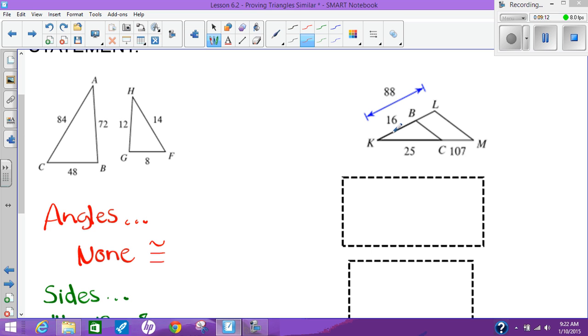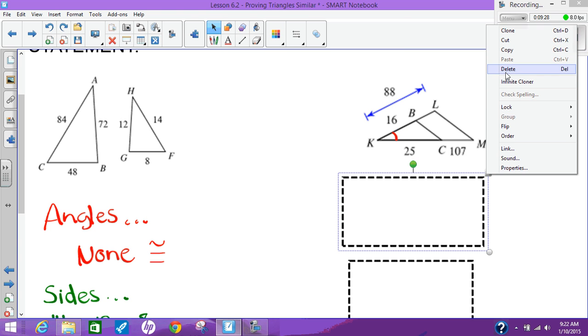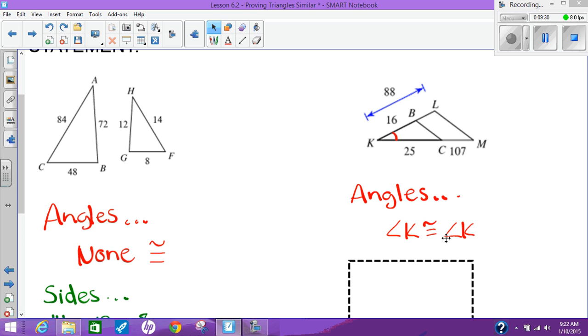Both triangles share angle K, so that means that angle K is going to be congruent in both triangles. That's the reflexive property. We've used the reflexive property just for sides, but now we can use it for angles. It's the same idea. So when we're checking angles, we can see that angle K is congruent to angle K. We don't know anything about any of the other angles, so now the only option we have here is to show these 2 triangles similar by side angle side if the sides are in proportion.